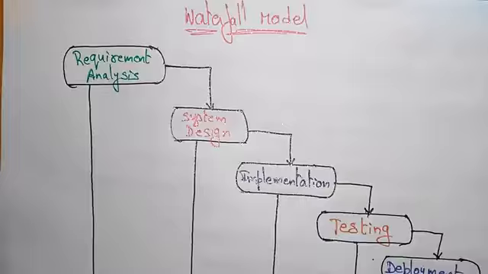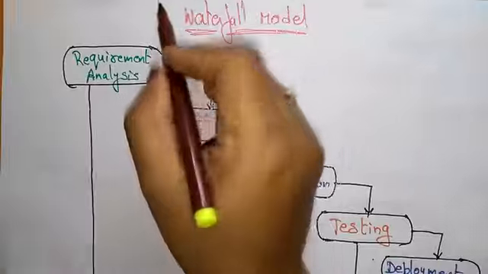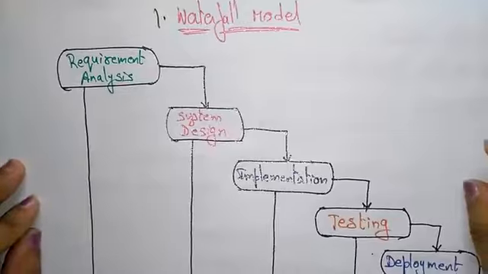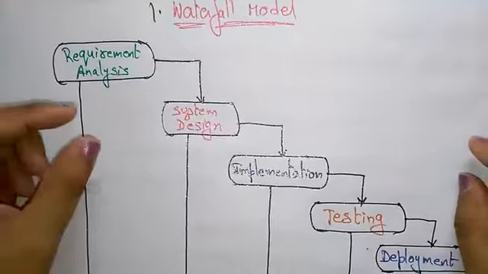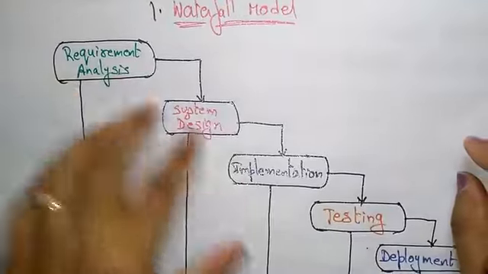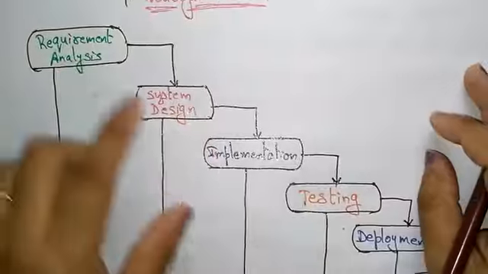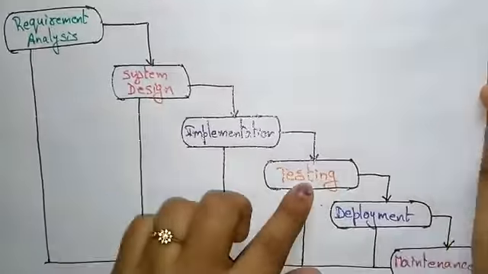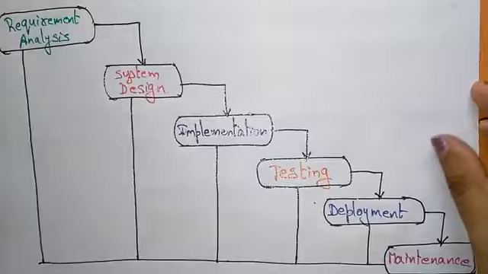Hi students, coming to the different types of software lifecycle models. The first one is the waterfall model. In the waterfall model, you have different phases: requirement analysis, system design, implementation, testing, deployment, and maintenance.